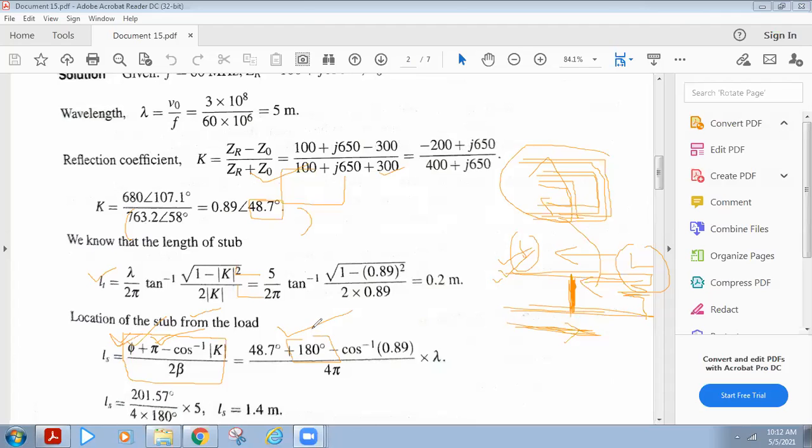Substitute the beta value here, 2 into beta. Beta is nothing but 2 pi by lambda, right? So by substituting 2 pi by lambda here, that is 4 pi by lambda. Directly you have to substitute all the terms.